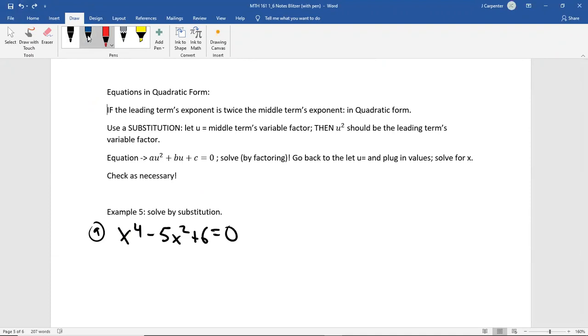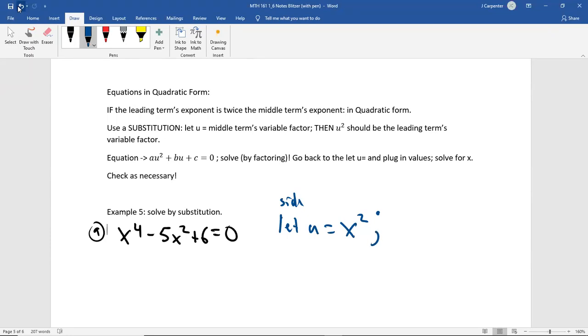Okay, so that means we can do this substitution concept. So I'm going to go to the side. And I'll say let u equal, and it's supposed to be the middle term's variable factor. So this is the middle term, but the variable factor is just the x squared. So that's what we let u equal to. Let u equal to x squared. Now this is assuming that everything is in descending order. If maybe I have the x squared term first and the x to the fourth term second, well, that's on me to fix that.